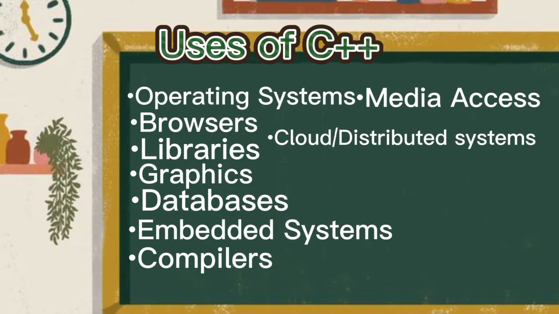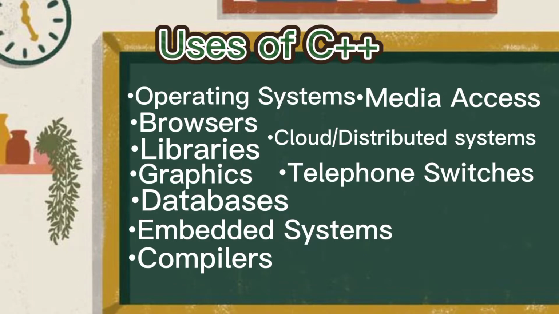Cloud storage systems or other distributed systems also use C++ because it is compatible with several machines. Number 10, telephone switches. C++ is also widely used in programming telephone switches and routers.